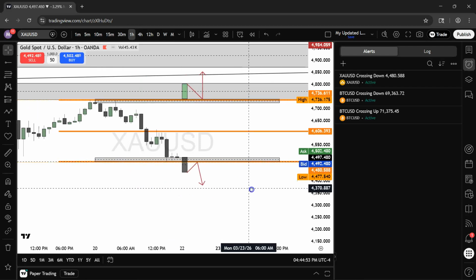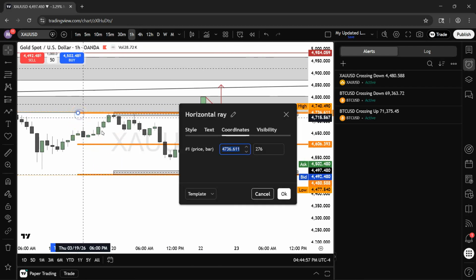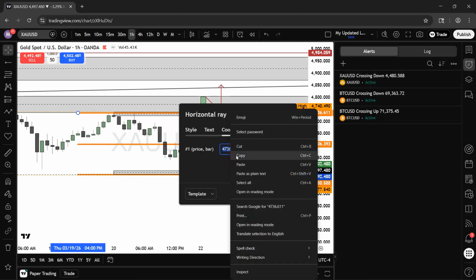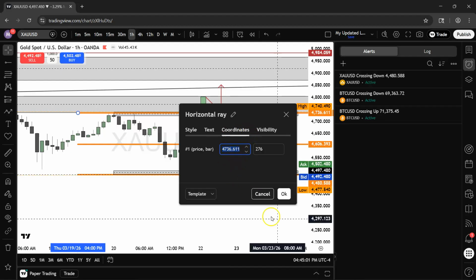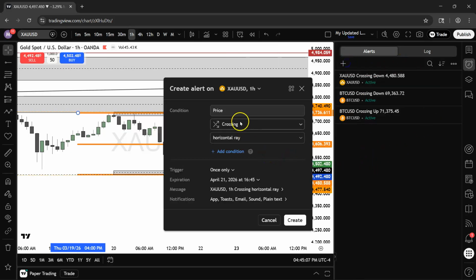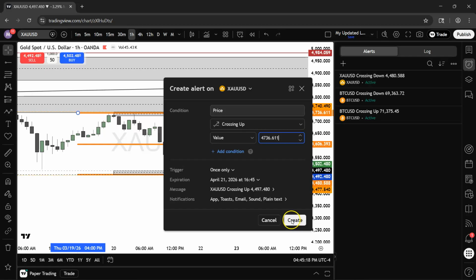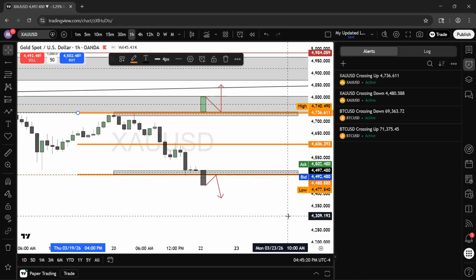Okay, now we're going to set an alert for the top. We're going to double click the top line. We copy and paste the number inside of coordinates. Okay, and we're going to add that alert to cross up. Value, copy and paste the number that we just copied, and bam, that's my second alert.